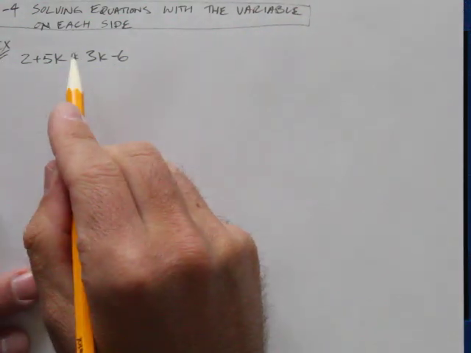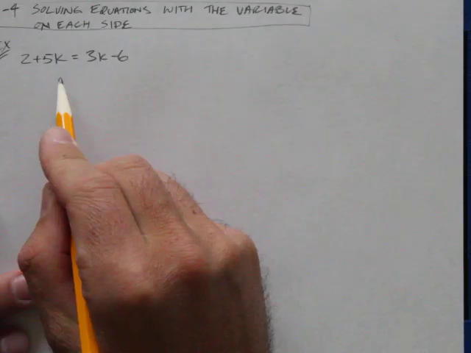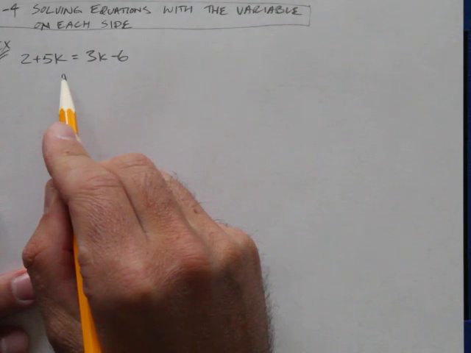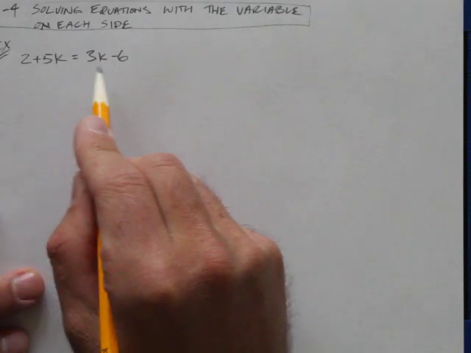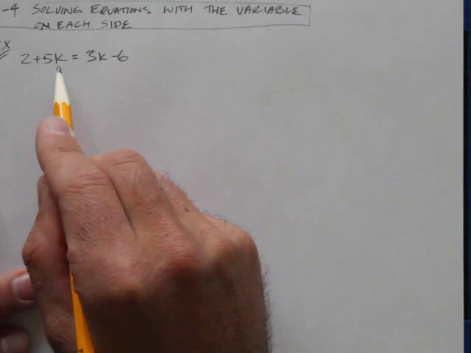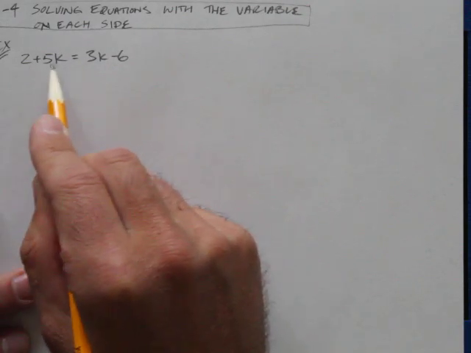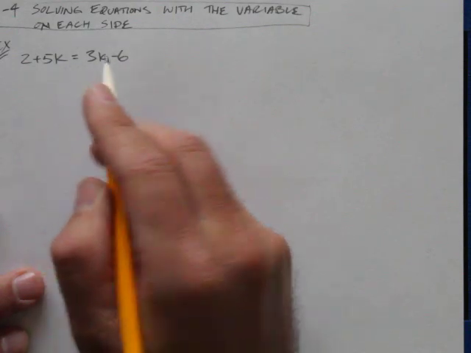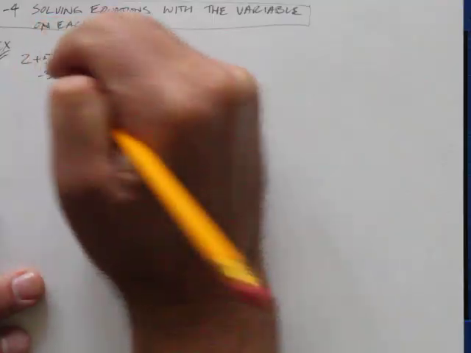Alright, so we want to get the variable all by itself, and the way to do that is to do the same thing on one side that we do on the other side. So let's get the k's together first. So I'm going to subtract 3k from each side.